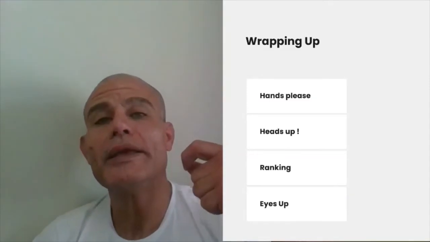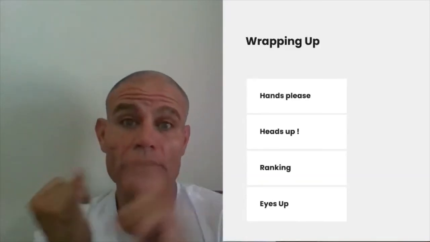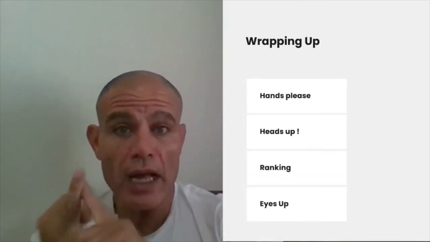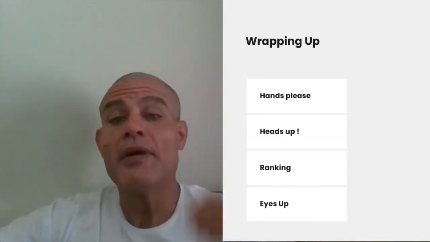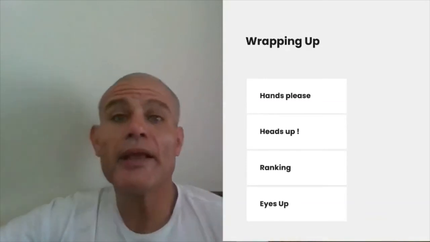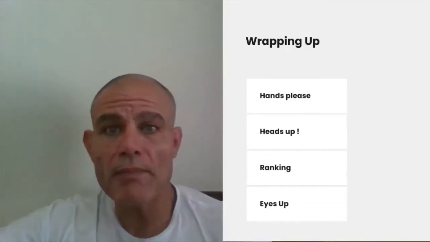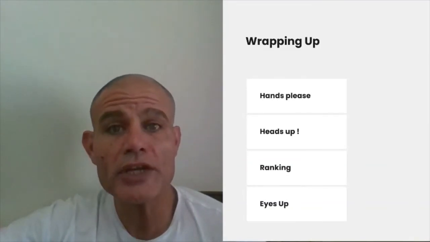The second one is heads up. In other words, early warnings of potential threats. Check the waistline, check eye contact and eye movement, check physical movement. Those are 3 early warnings that a threat might be imminent. Ranking means categorizing those threats from the most significant threat to the least in that situation.